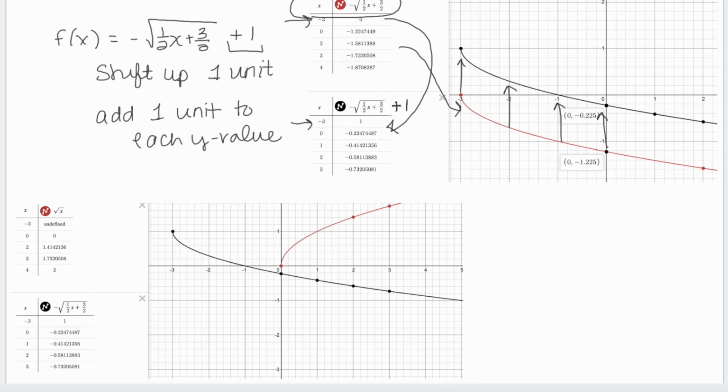So putting it all together, on the bottom here, we first started at f of x equals the square root of x. This was our parent function. I knew it was my parent function just because it had that square root, so I knew where I needed to start from the front page. Then we shifted our graph left 3/2 units.